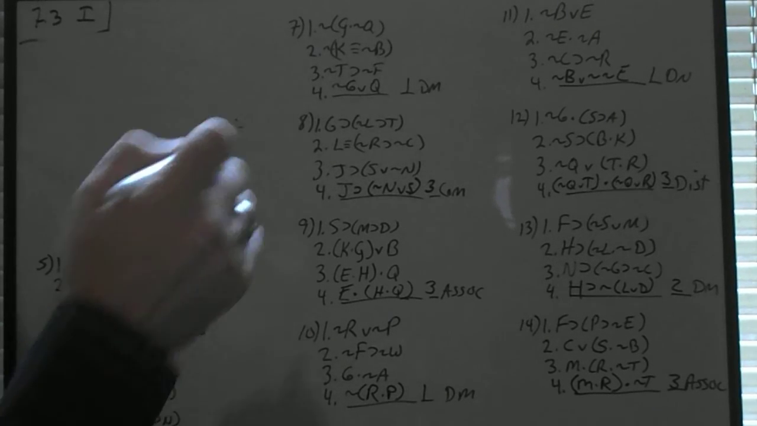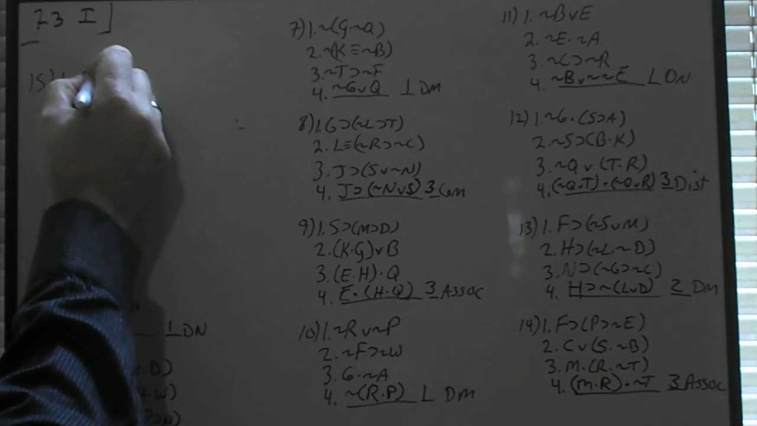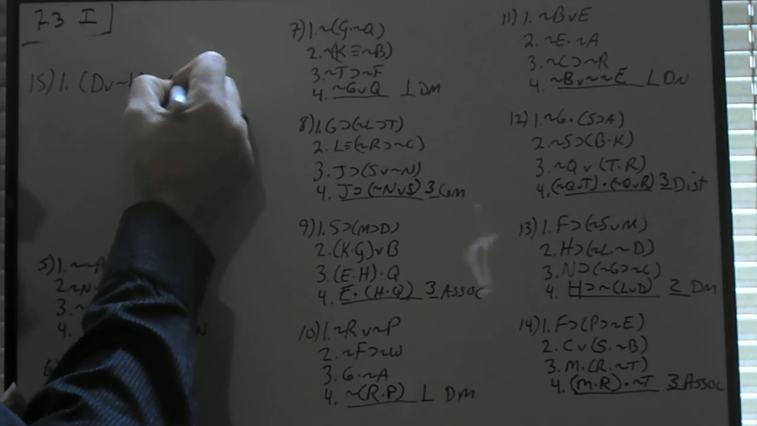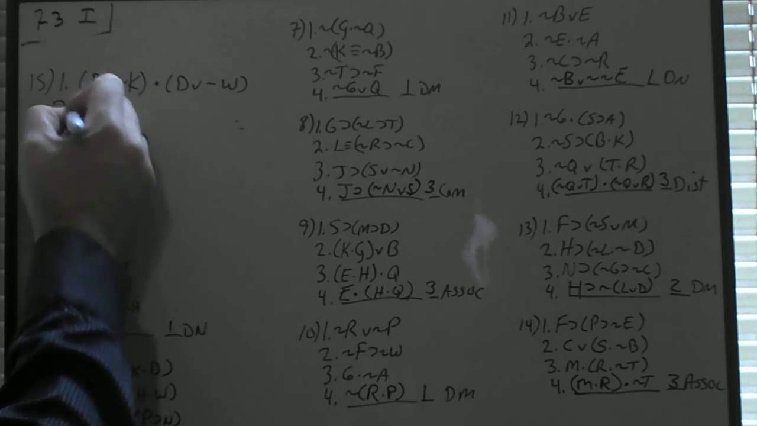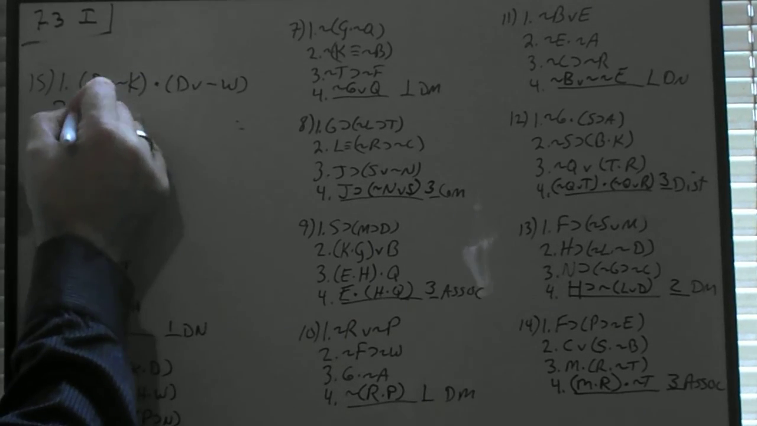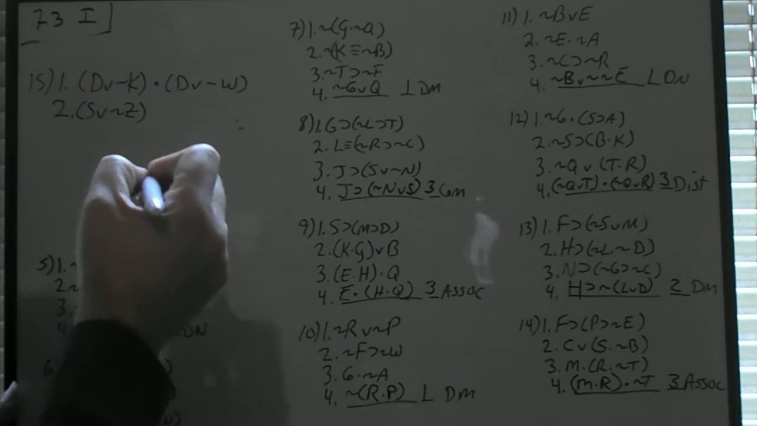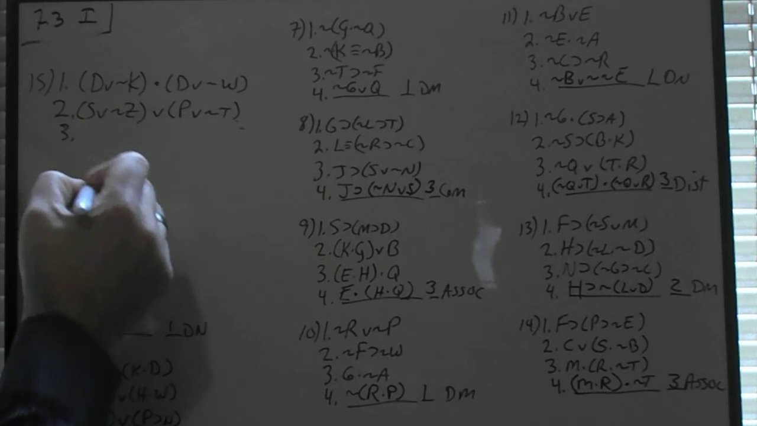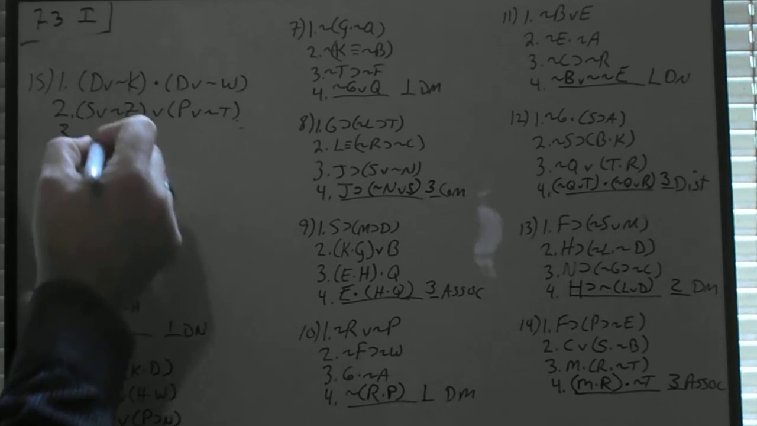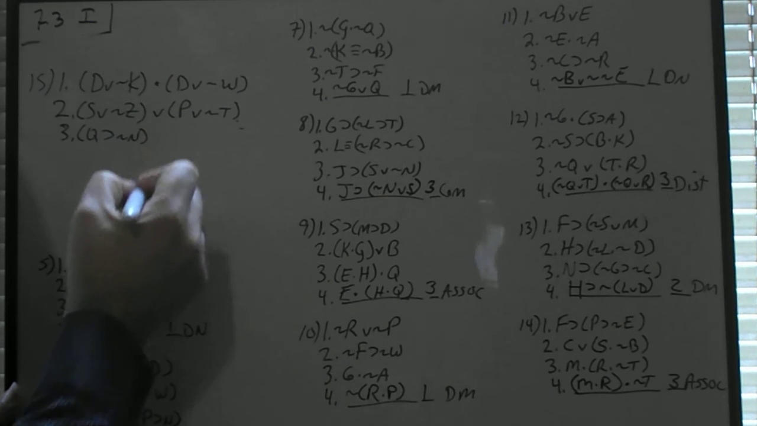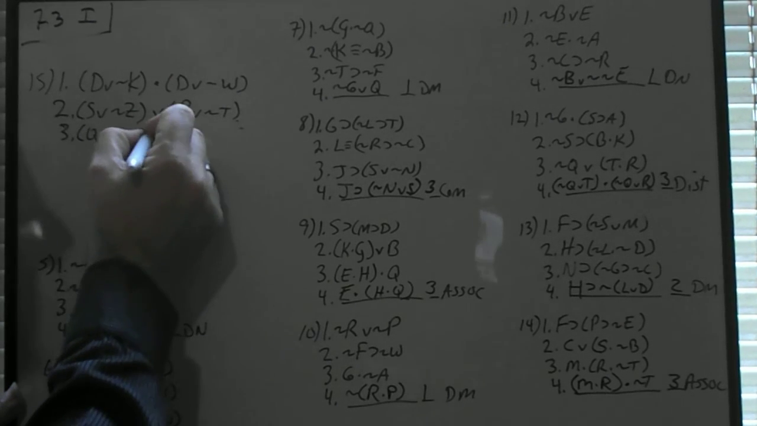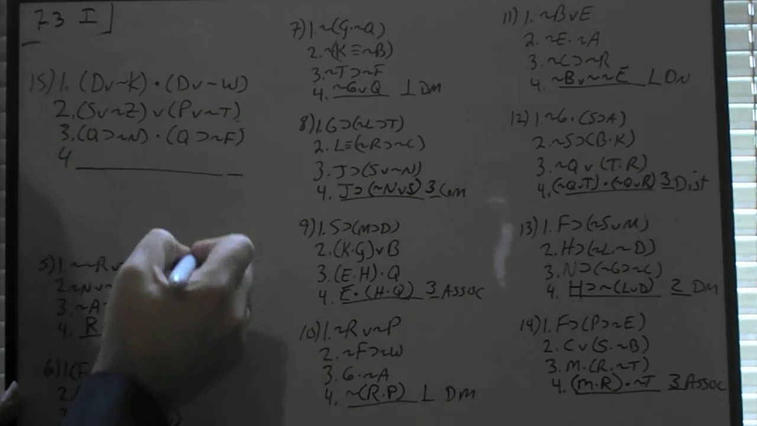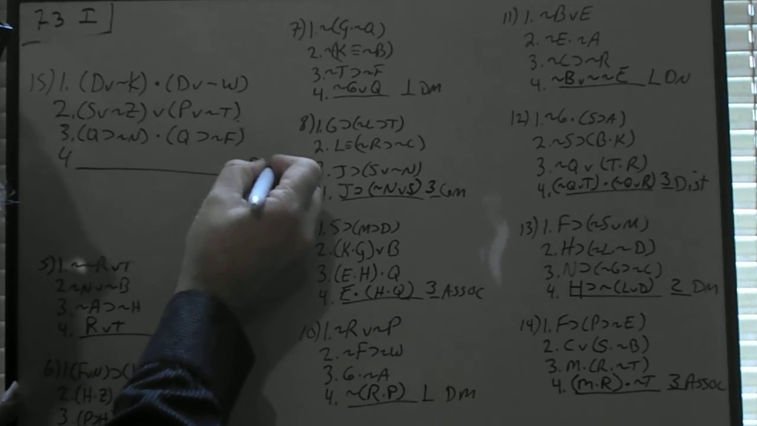15, we've got D or not K, and D or not W. Line 2 is S or not Z, or P or not T. Line 3 is Q then not N, and Q then not F. And line 4 is what we have to figure out, and they want us to use distribution.